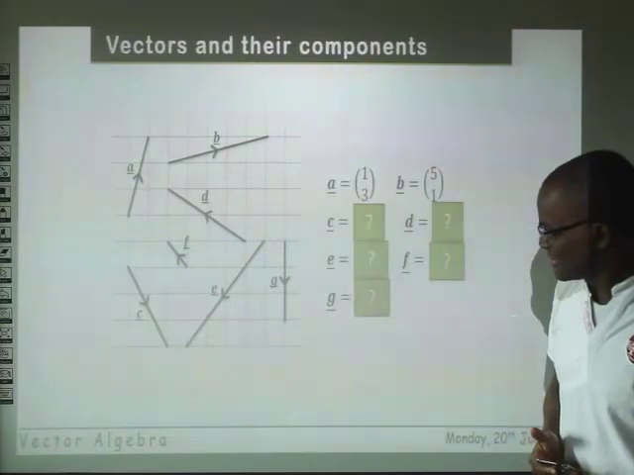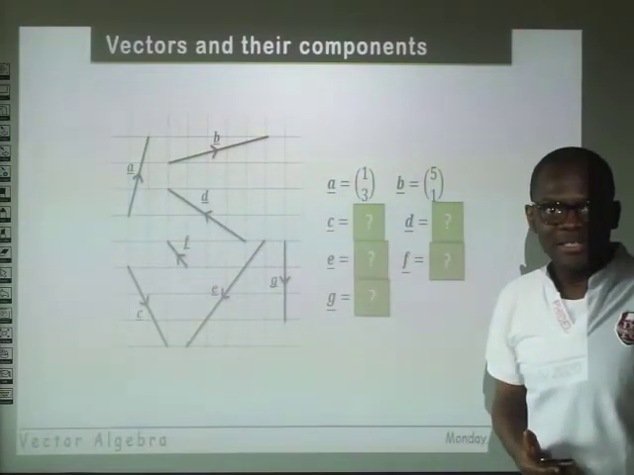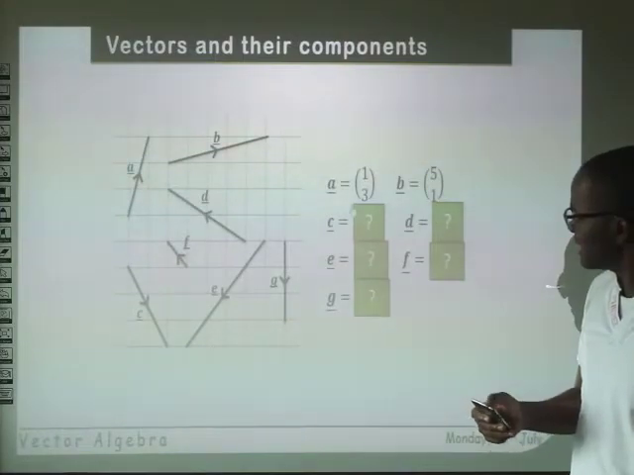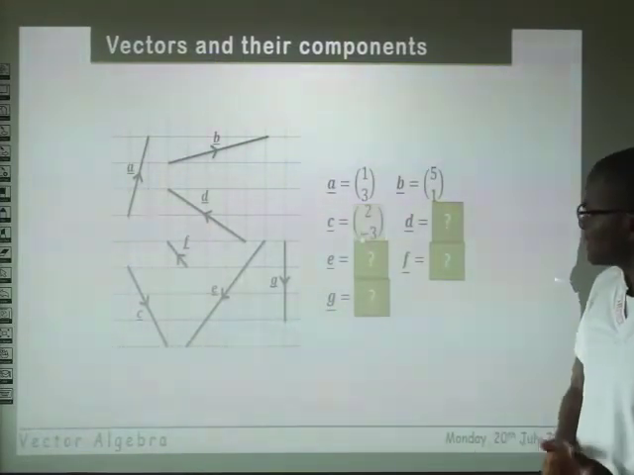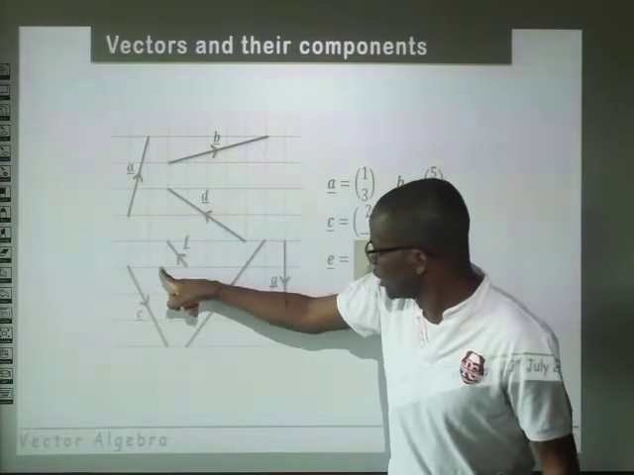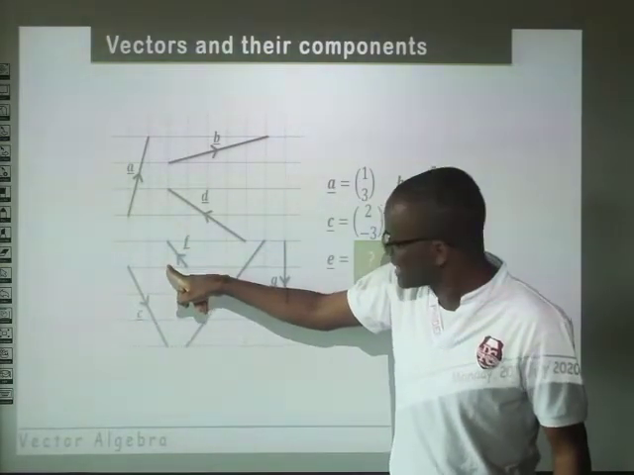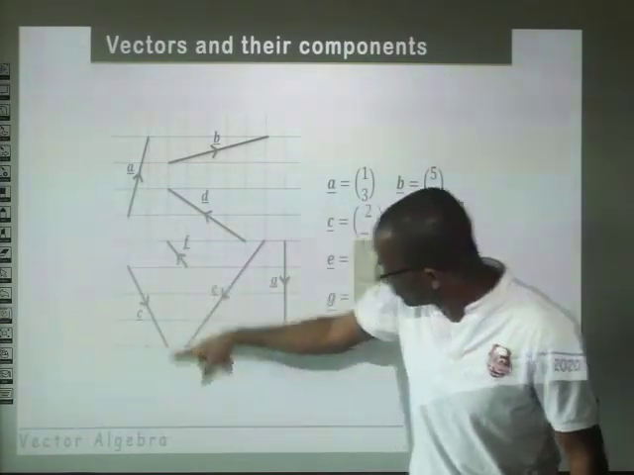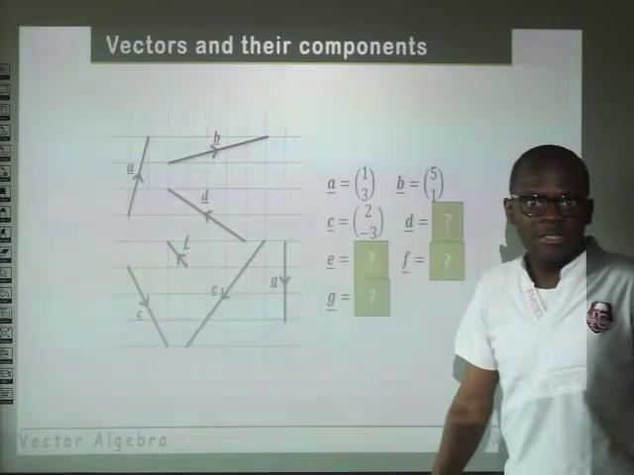C. Can anyone guess what C is? Well, let's see. C is 2 minus 1 exactly. Look at the arrow. You have to go 1, 2 on the x-axis to the right, and then going down. Going down, remember it's going to be negative. 1, 2, 3. So that's 2 minus 3.